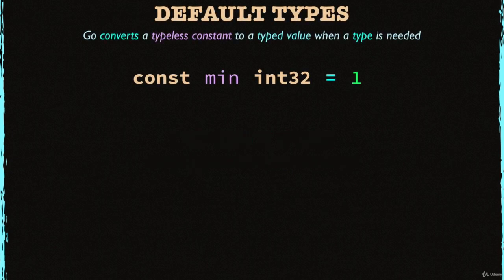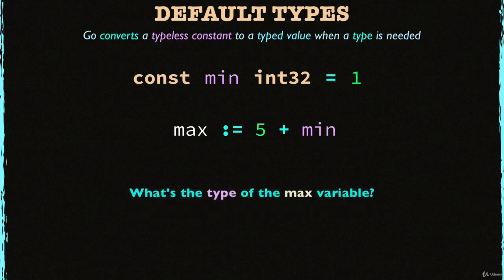Let's take a look at an example. Here I declare a constant with a type. So the type of the mean constant is int32. Now let me declare a variable using this constant. Here I'm using an expression. 5 is a typeless integer literal, and mean is a typed constant with int32 type.